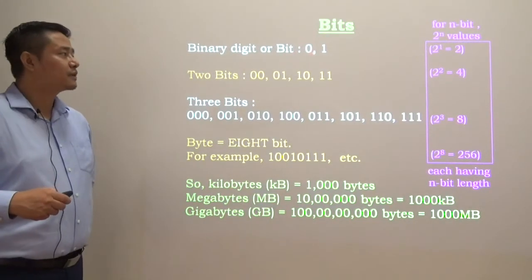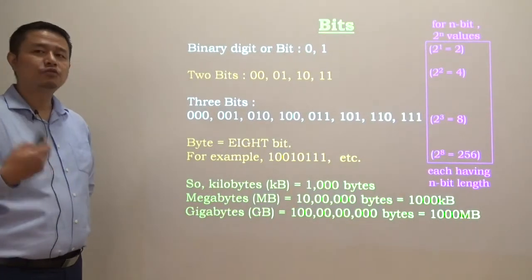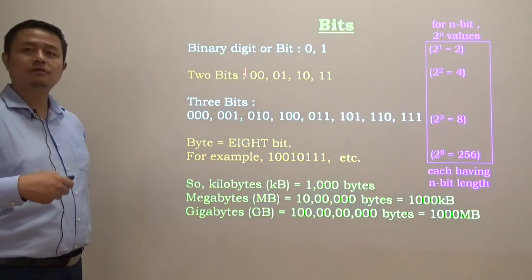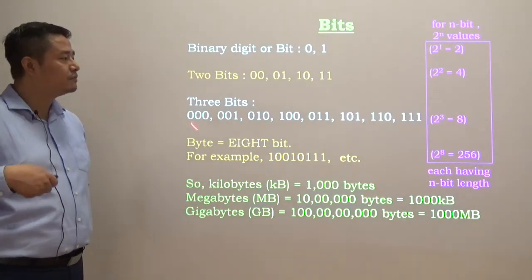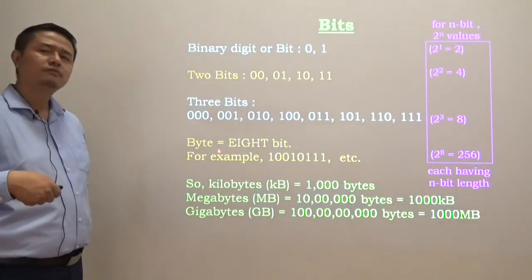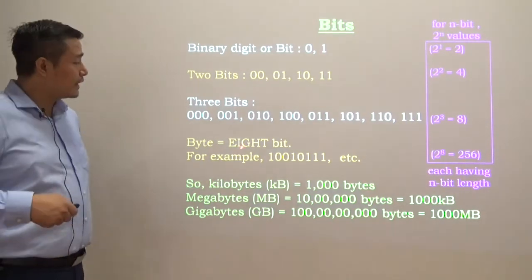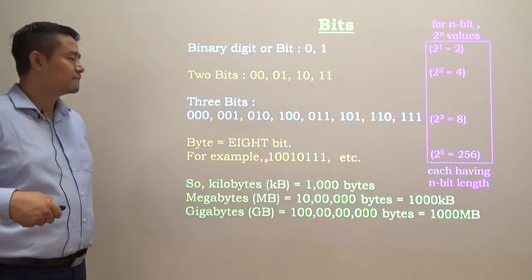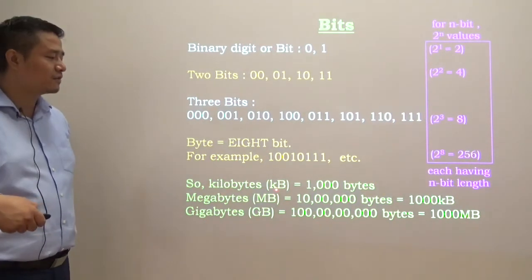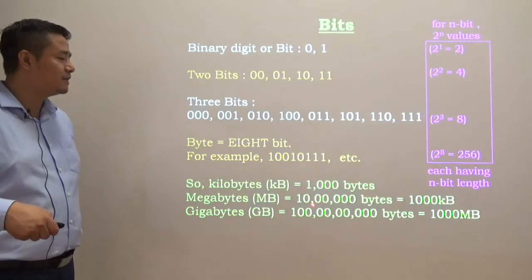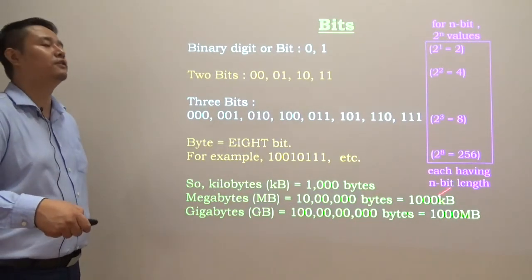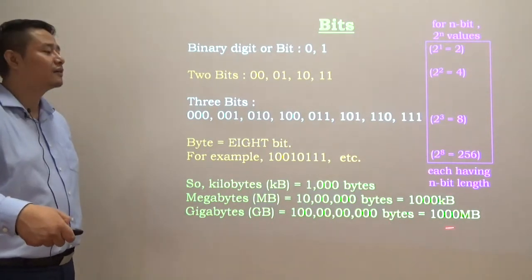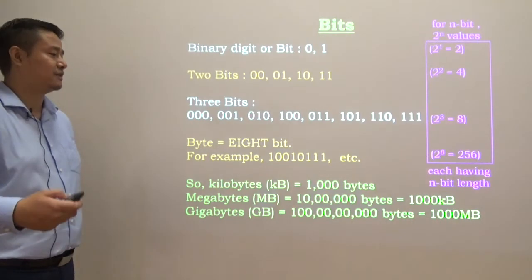Now a single bit can be 0 or 1. Now when we say 2 bits, we can have 4 combinations: 0 0, 0 1, 1 0, and 1 1. And 3 bits we have this, and then 4 bits, 5 bits, 6 bits. So 8 bits is what we call a byte. So example, we have this. And then kilobyte is thousands of bytes. Megabyte means million of bytes or thousands of kilobytes. And gigabyte means billion of bytes or hundreds of thousands of megabytes.